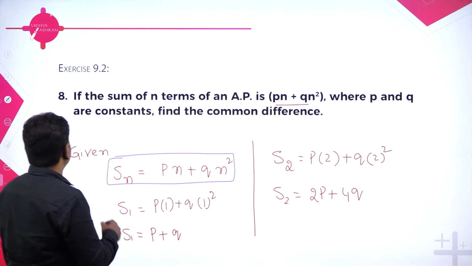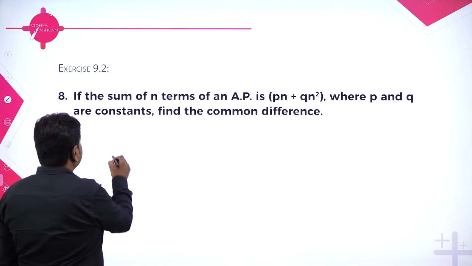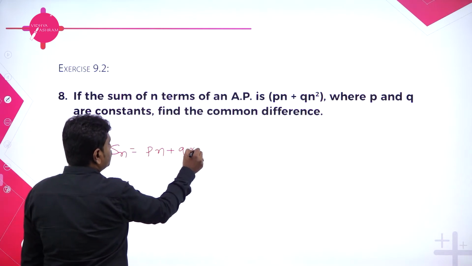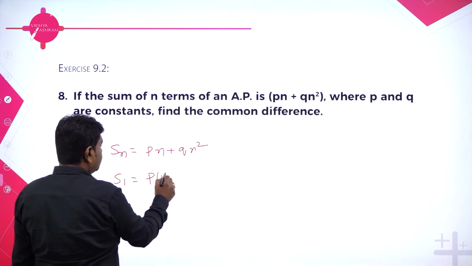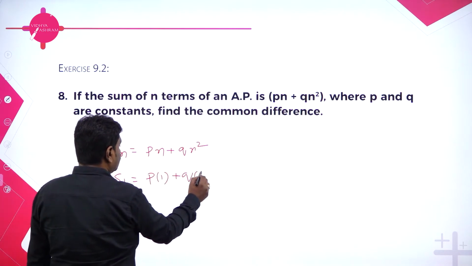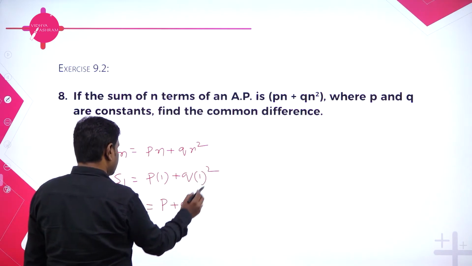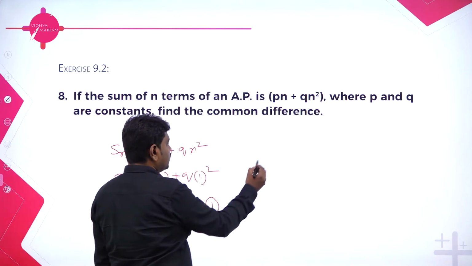So dear students, problem 8 is simple and direct. Now without more steps we can do it. They give the Sn value. What is the Sn value? Pn plus Qn square. So what is S1? In the place of n, if you put 1, it becomes P1 plus Q1 square. And you know S1 means the sum of one term, it is A1 directly. A1 is P plus Q. P into 1 is P, Q into 1 is Q. We got this. Now they give the sum of two terms.